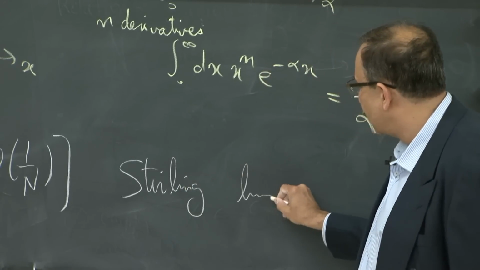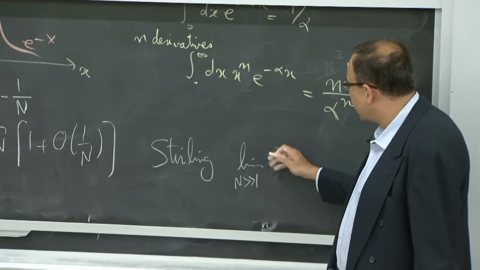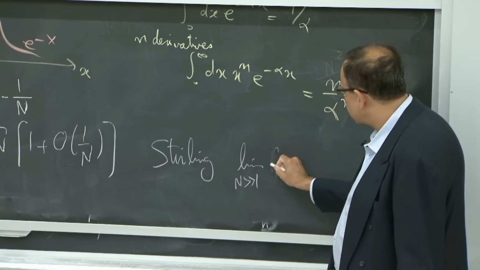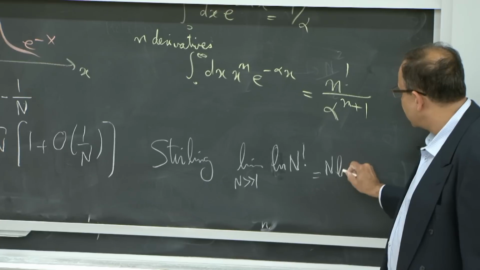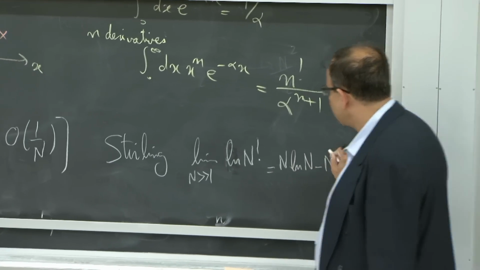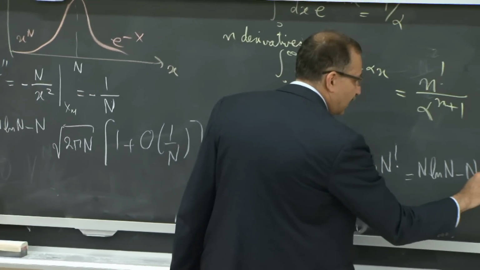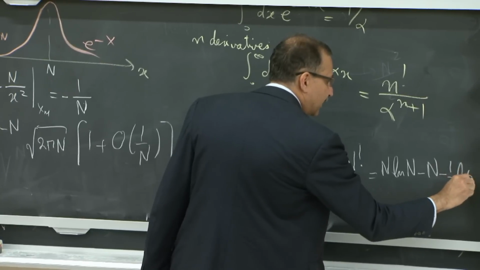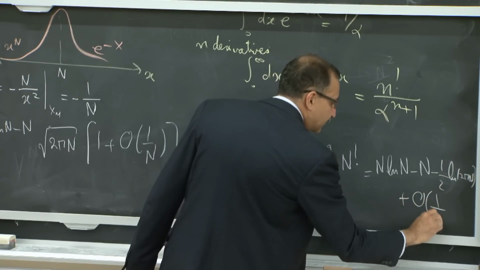that in the limit of large n, let's do log of n factorial is n log n minus n. And if you want, you can go one step further, and you have 1/2 log of 2 pi n. And the next order term would be order of 1 over n.